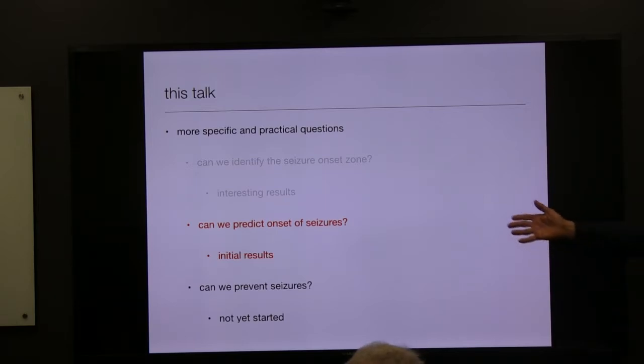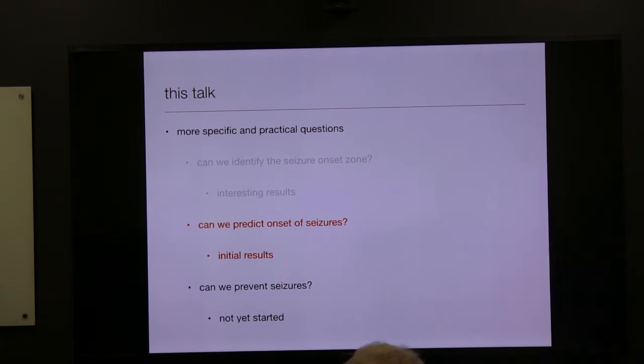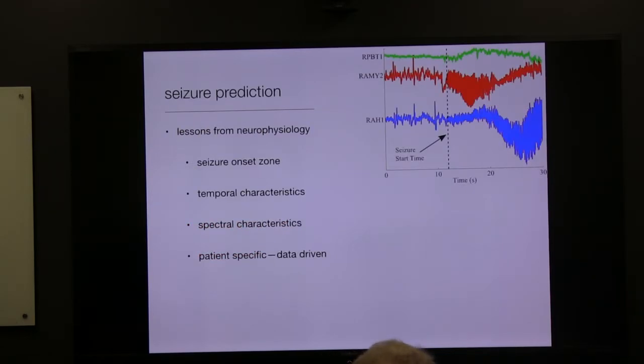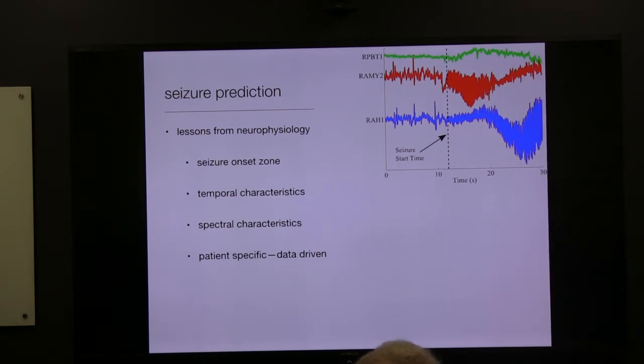Let me move on to the second piece, because that's also interesting, and it's an initial result. You're interested in predicting seizures. As I said before, predicting seizure is hard. Detecting seizure is trivial, prediction is hard. So let's look at what we know from the physiology of our brain, and what lessons we can use in our analysis.